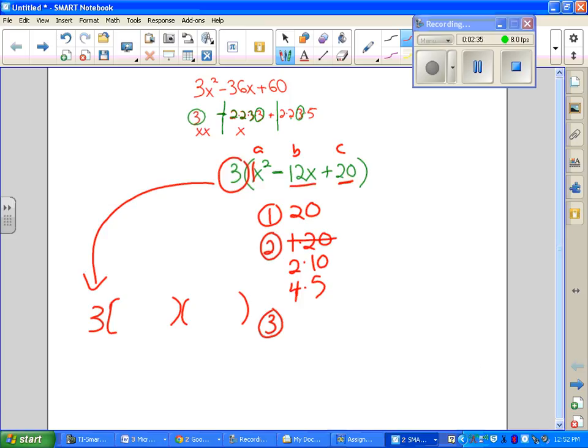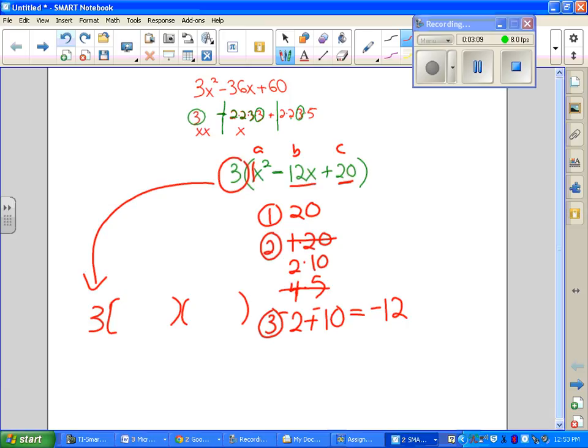I know 1 and 20 won't work because that'll give me 21 or 19. 4 and 5 won't work because that will give me 1, negative 1, or a 9. So it has to be the 2 and the 10. So somehow I have to add 2 and 10 and get a negative 12. If I do negative 2 and 10, I'll get 8. So that won't work. If I do 2 and negative 10, I'll get negative 8. That won't work. But if I do negative 2 and negative 10, I will get negative 12.